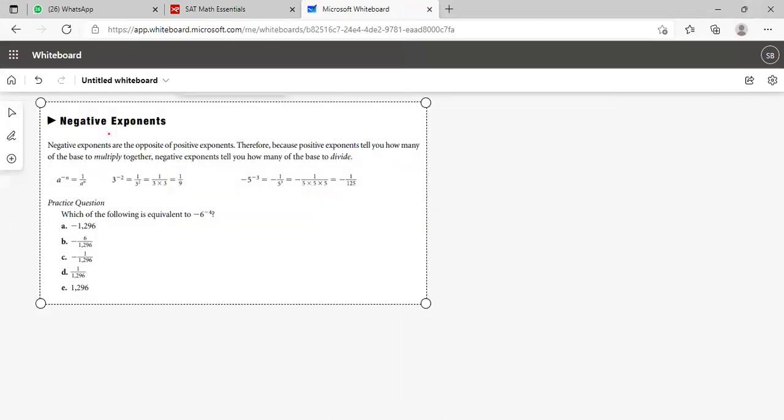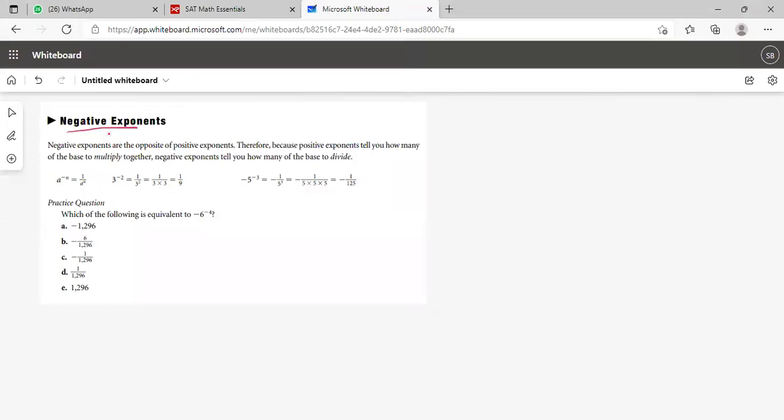Okay, negative exponents. Negative exponents are the opposite of positive exponents. Therefore, because positive exponents tell you how many of the base to multiply together, negative exponents tell you how many of the base to divide. Okay, this definition is very confusing.